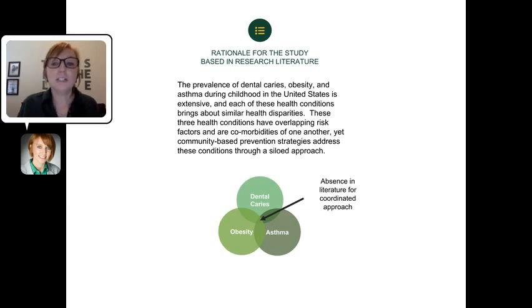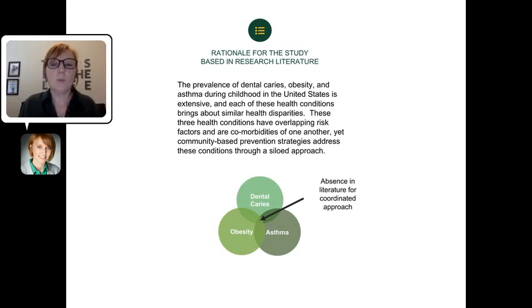So community health strategies do exist for the prevention of tooth decay, obesity, or asthma during childhood, but that's just it. It's tooth decay, obesity, or asthma. It's not tooth decay, obesity, and asthma. And so far, these strategies are more siloed. And what I want to do with this study is really dig into why that is.